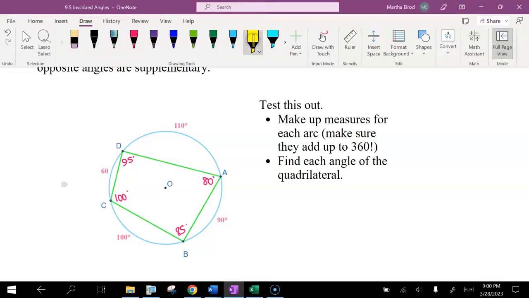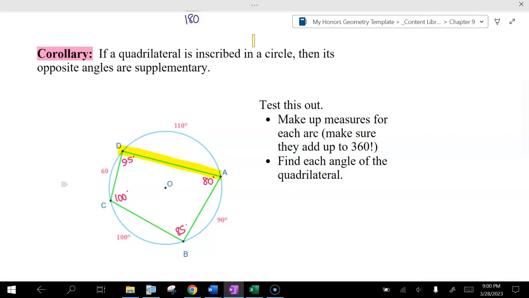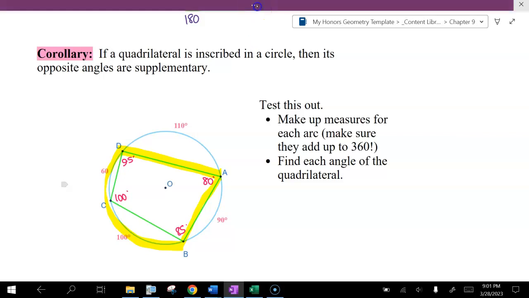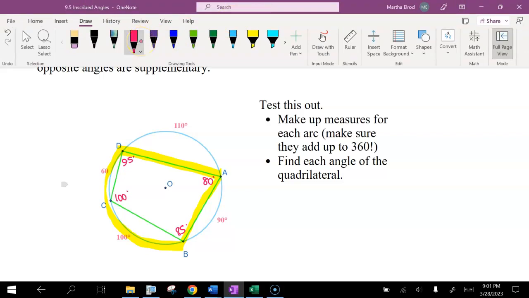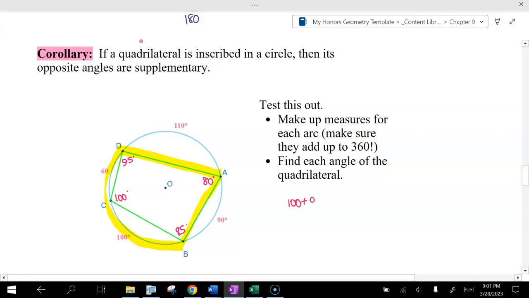So you should have found that angle A was 80 degrees. Angle A is an inscribed angle, and we see that it is going to be half of its intercepted arc, which is that 60 plus 100, and half of 160 is going to be 80 degrees. We also notice here that this 80-degree angle is opposite angle C, which we calculated to be 100 degrees, and we see that 100 plus 80 does equal 180, which does in fact show us that opposite angles are supplementary. And likewise, once we found angle B and angle D, we know that they are also supplementary as well.